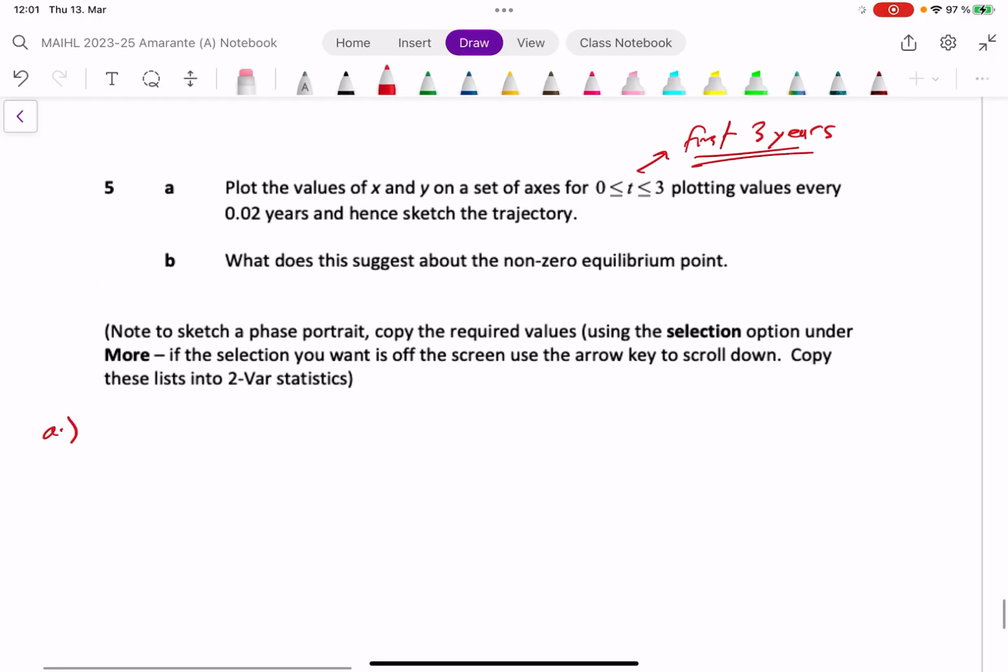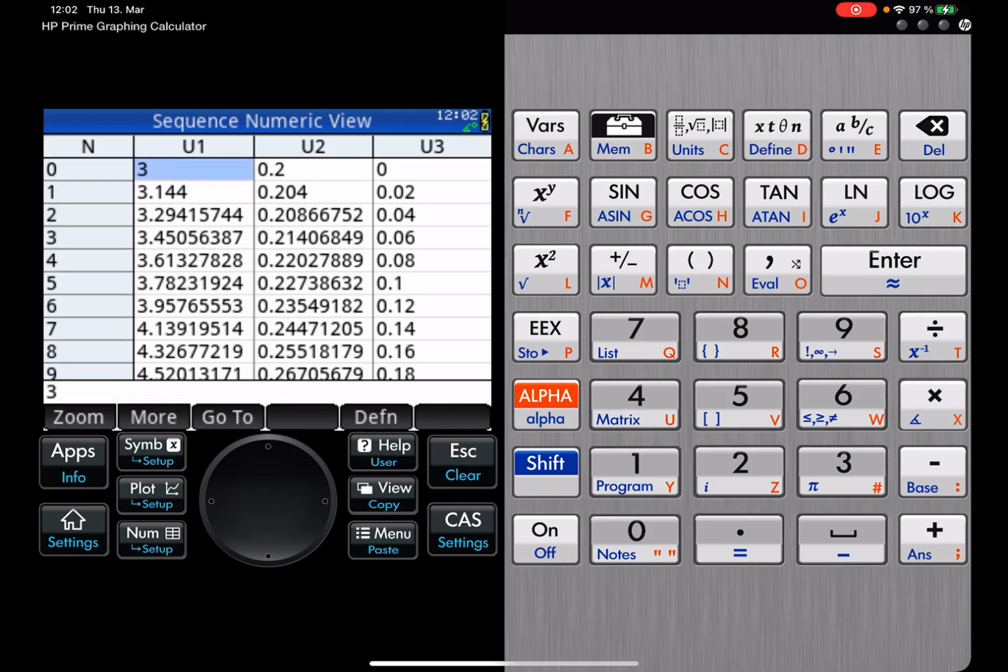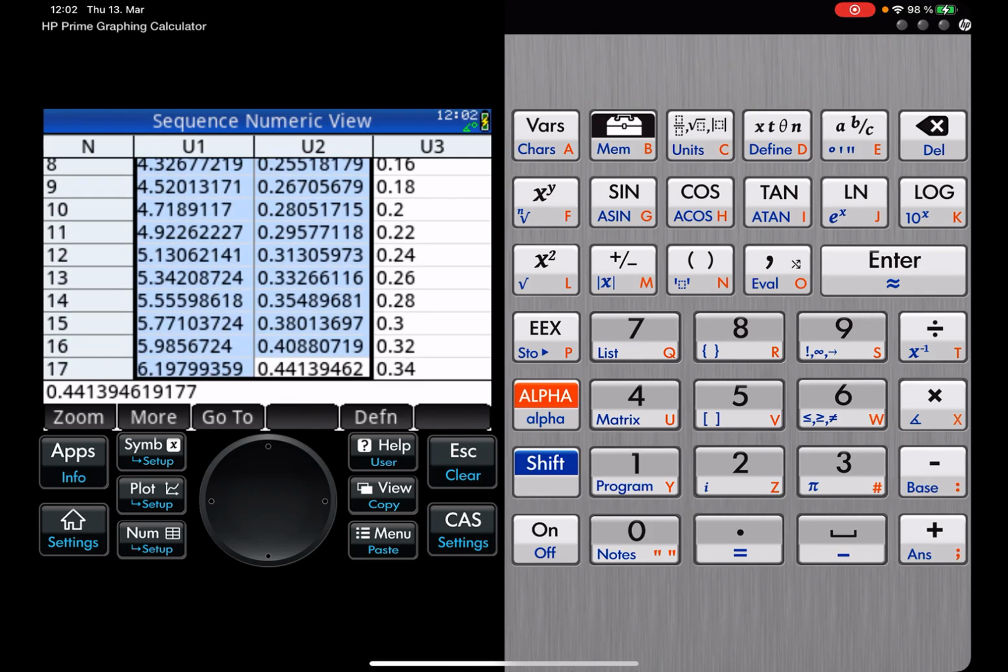To do part A, we can copy the data from the sequence app and paste it into the stats2 variable. Because I have an x and a y, I'm going to look at the stats2 variable. What we can do is take the first 3 years of data. We just want the x's and y's. From here you can do a selection, and I can move the boxes so that I get the first 3 years.